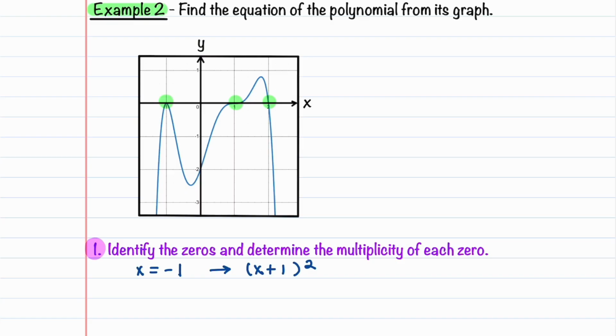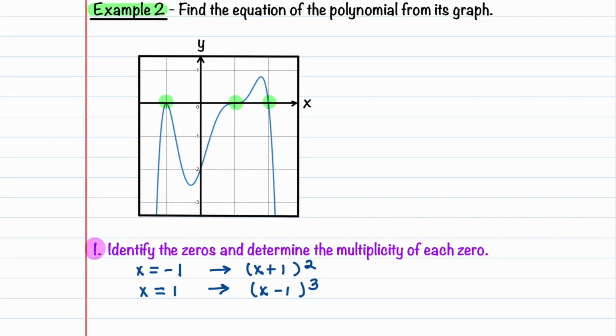Let's now look at our next zero. That occurs at x is equal to 1. So our factor is going to be x - 1. And at 1, the graph crosses the x-axis, but notice that it flattens out at that point. So our multiplicity is going to be equal to 3, and we write this as (x - 1) quantity cubed.